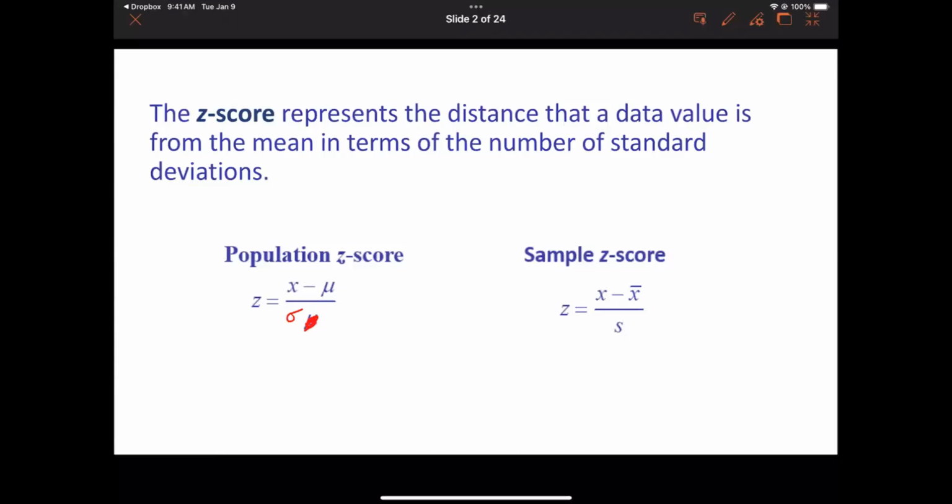Really important, if you're putting the entire thing in the calculator at once, you need to put parentheses around the numerator. Otherwise, you're going to end up with a value that is not what you're hoping for. So be really careful. Make sure that if you put the entire thing in the calculator at once, you put those parentheses around the numerator. Same thing, sample. It's my data value minus the mean divided by the standard deviation. Same thing. You put it in your calculator. Make sure you put parentheses around your numerator.